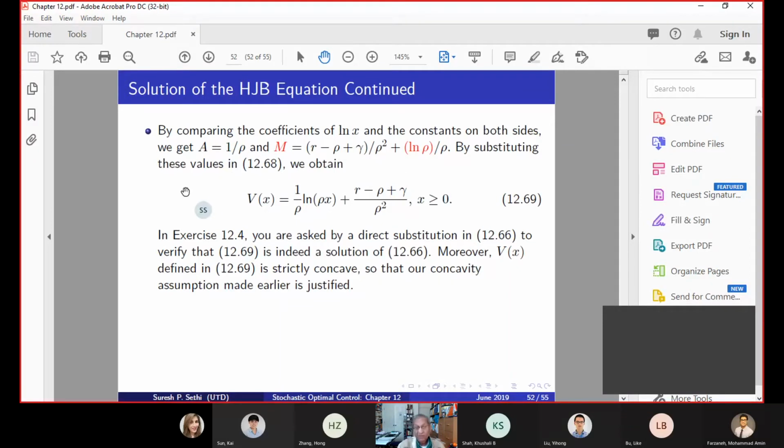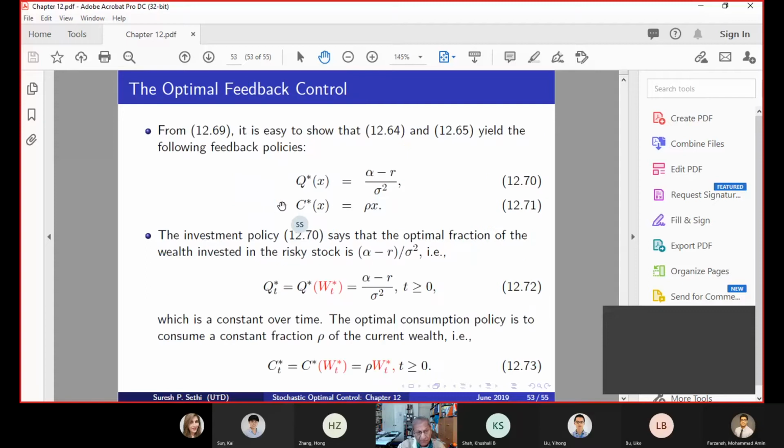This is the value function of the problem. And once you have the value function, you can find the control. So you can see that the consumption will always be rho times your wealth. So if my wealth is $100 and rho is 0.01, then I will consume at a rate of $1. And this is the fraction I would invest in stock.